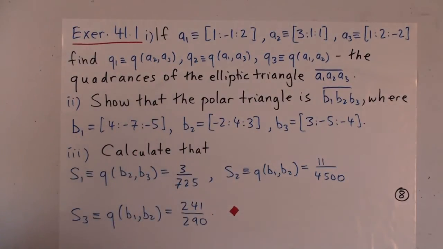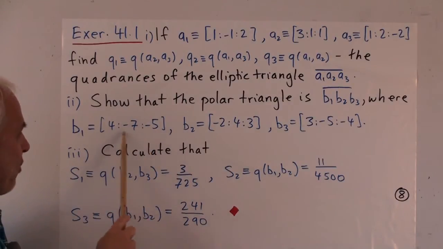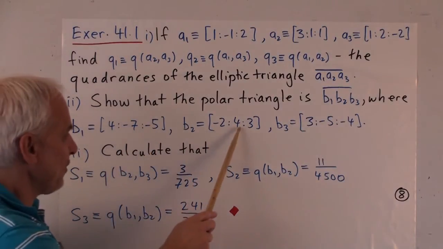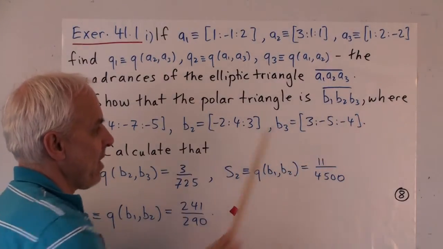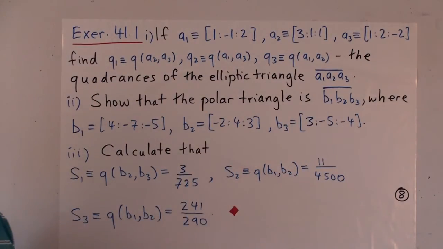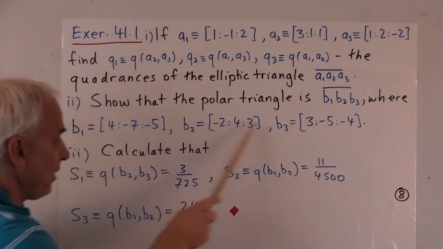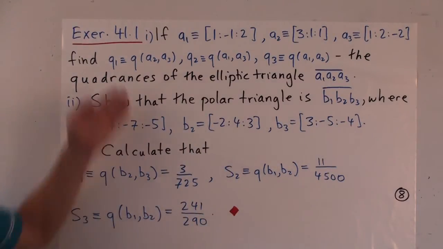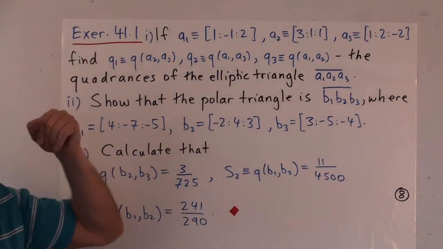So I've calculated for you. Just check that that's true. So these ones here: 4, minus 7, minus 5; minus 2, 4, 3; 3, minus 5, minus 4. And then you can calculate the quadrances between these 3, which are then, by definition, the spreads of the original triangle.